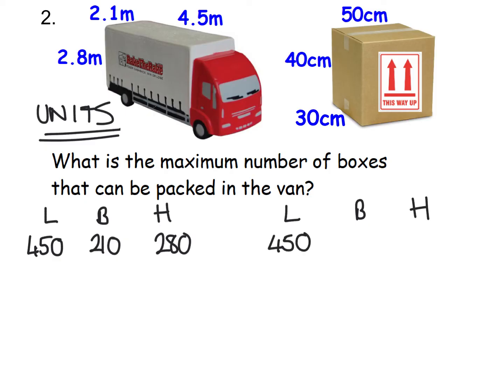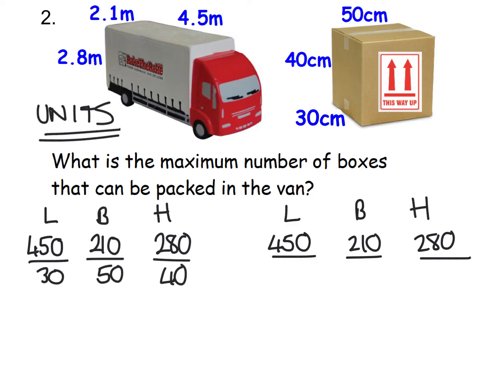And I'm just going to quickly write out the same over here. This might be a way you like to do it to save yourself a bit of time. And then we're going to divide them by the length, breadth and height of the other boxes. So I'm just going to go with 30, 50 and 40. And on the second one, I am going to rotate the length and breadth. So this is going to be 50 and this is going to be 30. Right, and then I'll do my divisions. Like 450 divided by 30 goes exactly 15 times.